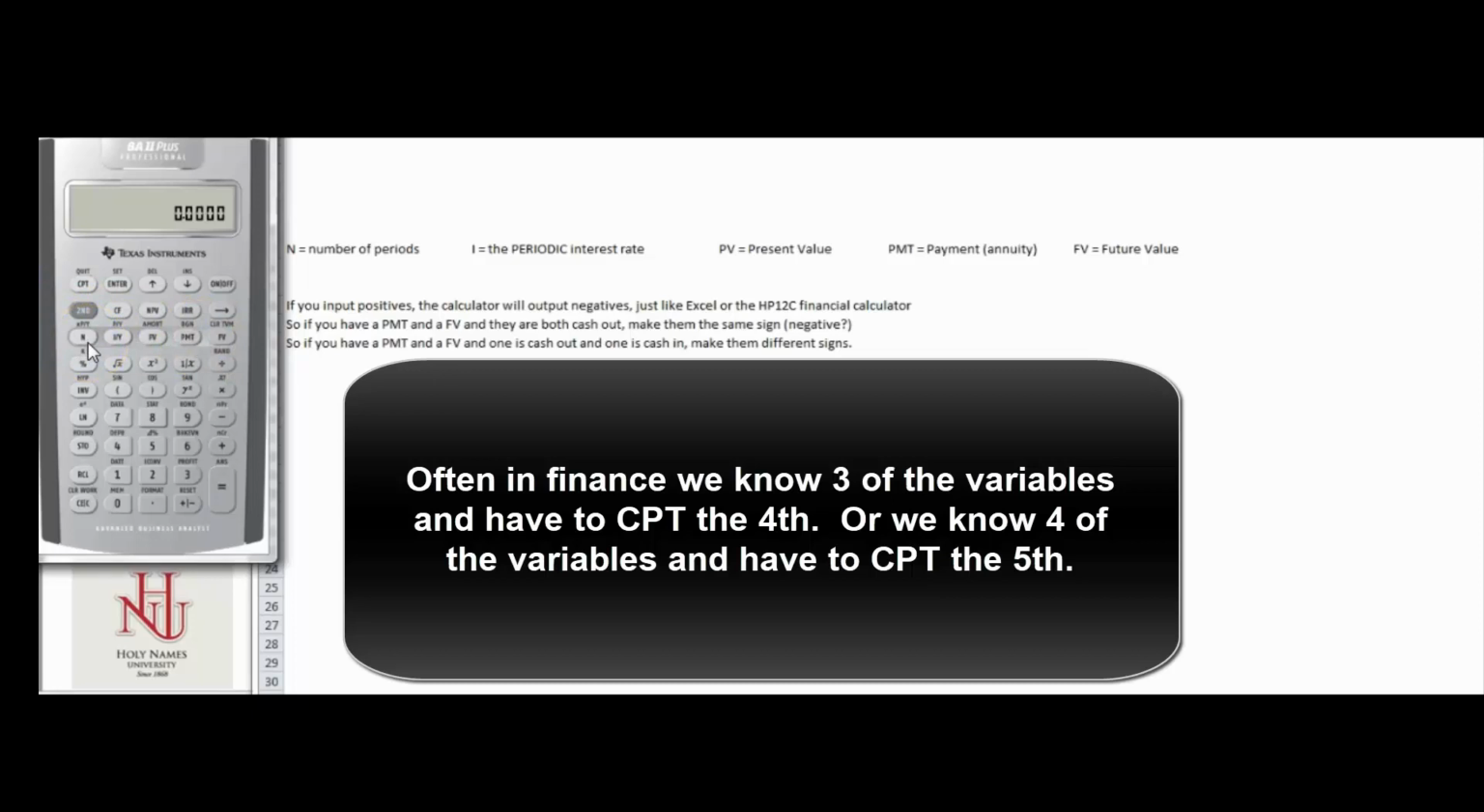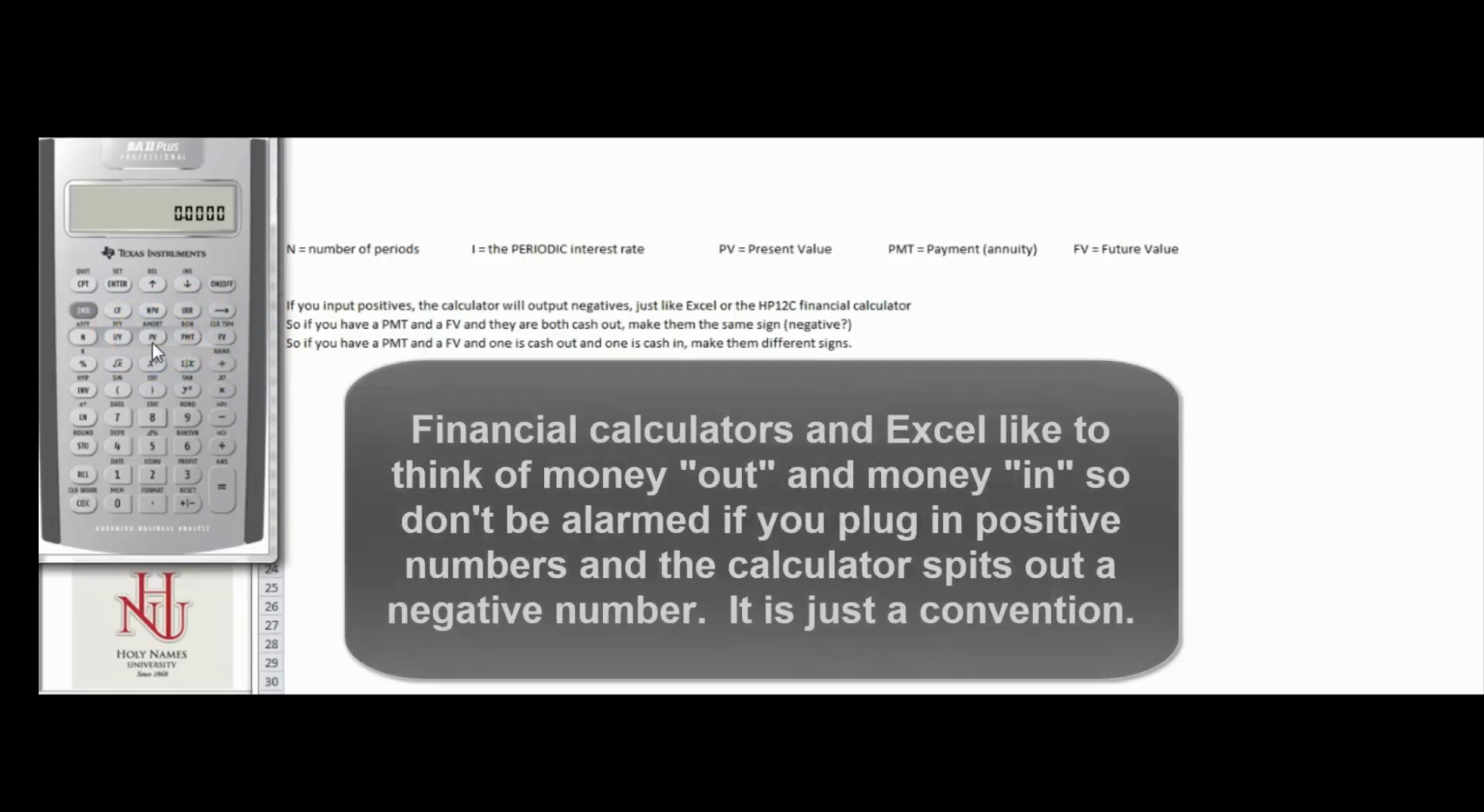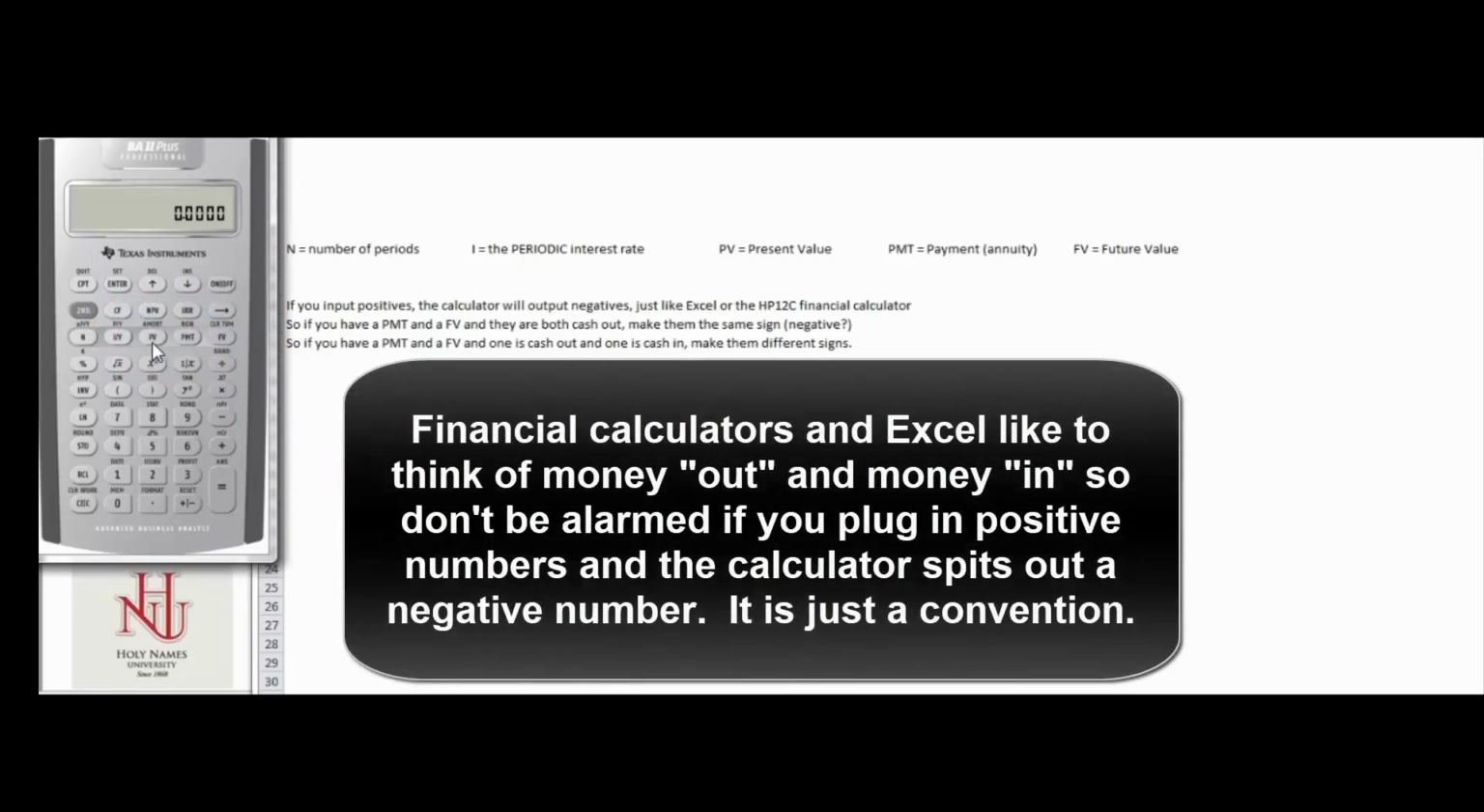And that's when we'll plug them in in any order, and then hit compute and press the button that we're trying to solve for. Don't be alarmed if you put in positive numbers and you get back a negative. Excel does this, and the HP12C calculator does this. You might want to think that when you put money out, you're going to put it in as a negative, and then when you get money back in, that's going to be a positive number.